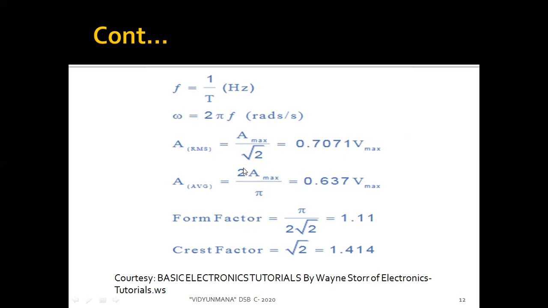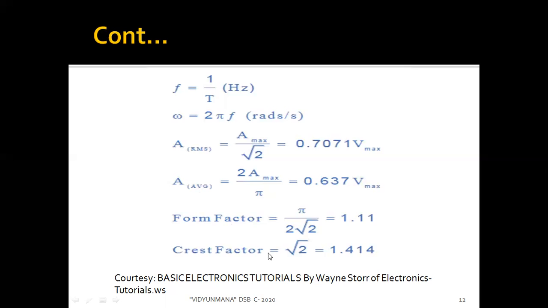To measure all these types of voltages and currents, we need the RMS value. Therefore, the root mean square value of amplitude equals the maximum amplitude divided by square root of 2, that equals 0.707 times V max. Similarly, the average amplitude value equals 2 times A max divided by pi, that equals 0.637 V max.